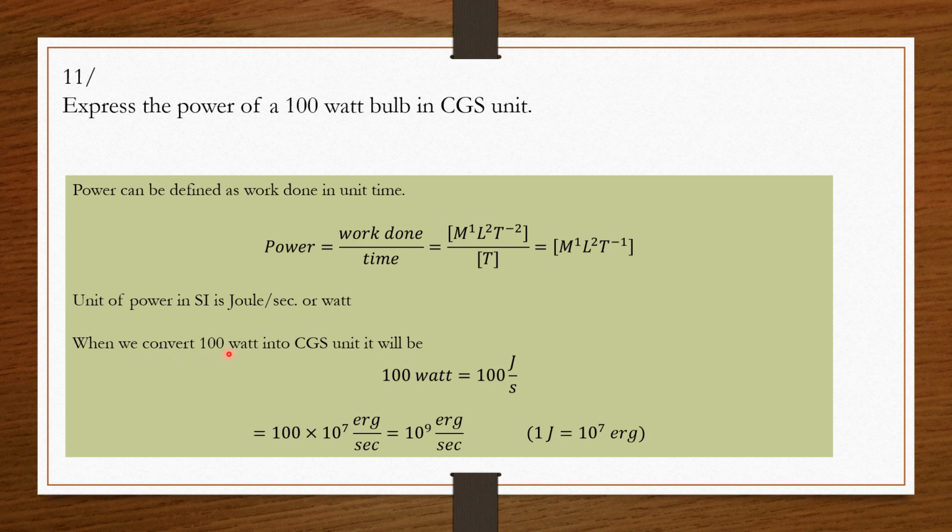So when we convert 100 watt into CGS unit, it will be 100 watt is equal to 100 joule per second, and we know that 1 joule is equal to 10 to the power 7 erg. So by putting 1 joule is equal to 10 to the power 7 erg, we'll get the value as 100 into 10 to the power 7 erg per second, that is equal to 10 to the power 9 erg per second.